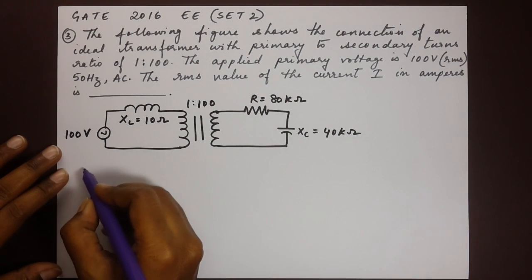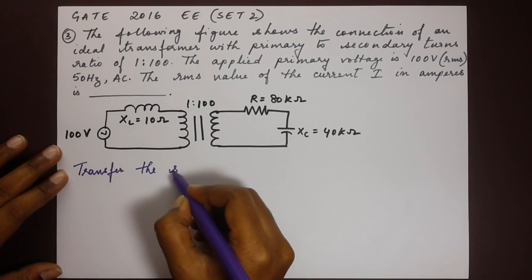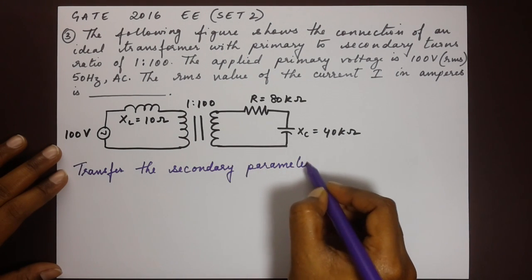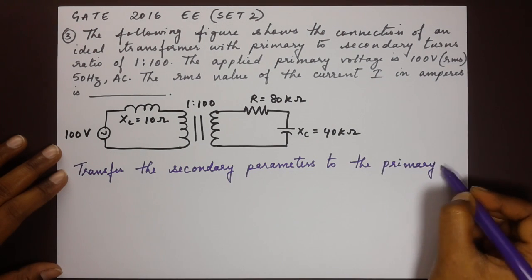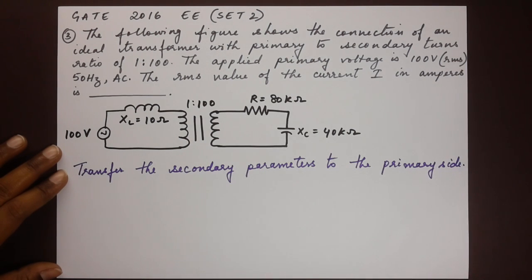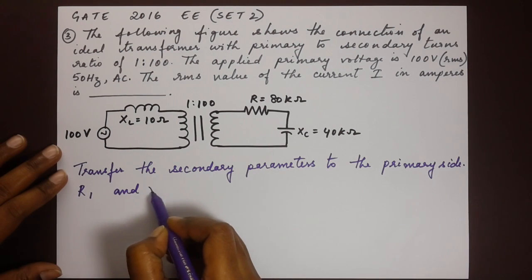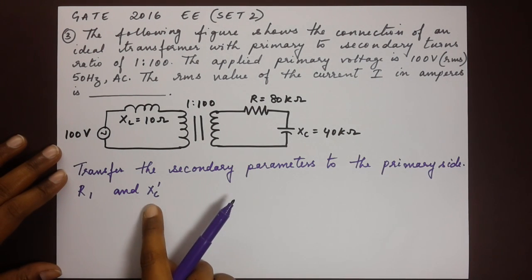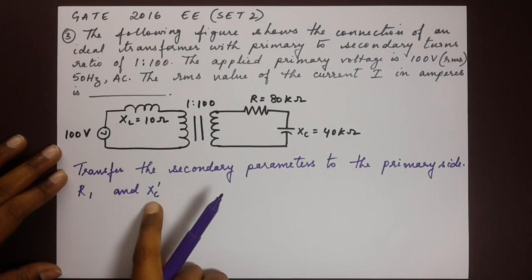So first, let's transfer the secondary parameters to the primary side. Now in order to do this, we have to find two specific values. We need the value of R1 and XC1, or XC dash. These are the two values that we need in order to draw the equivalent circuit, transferring the secondary parameters to the primary side. So these are the two values that we require.